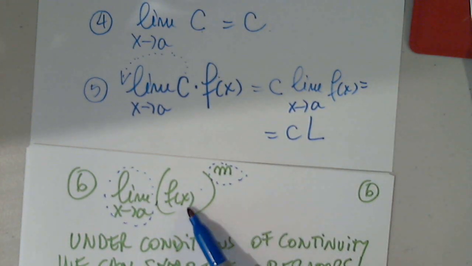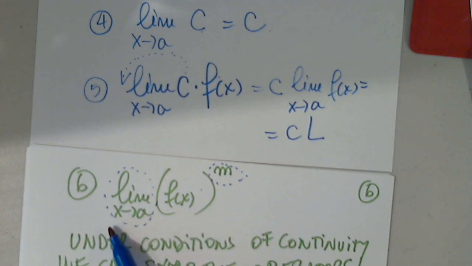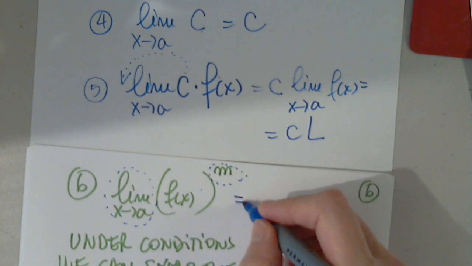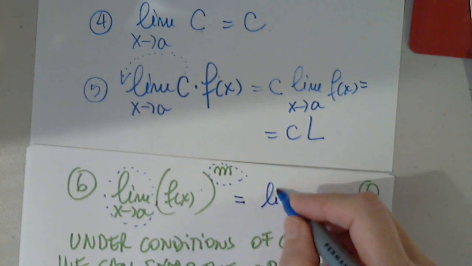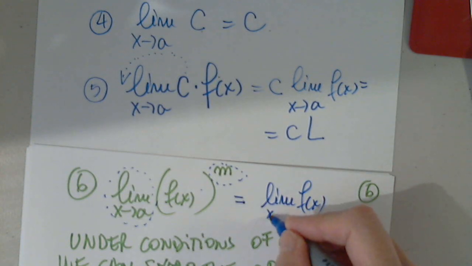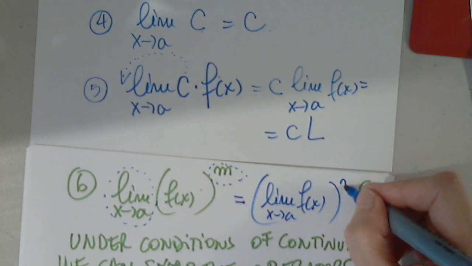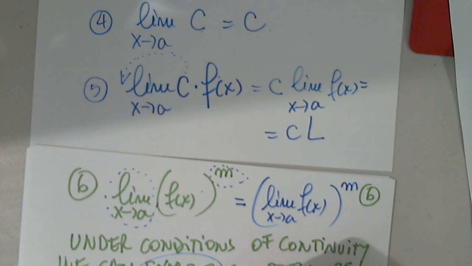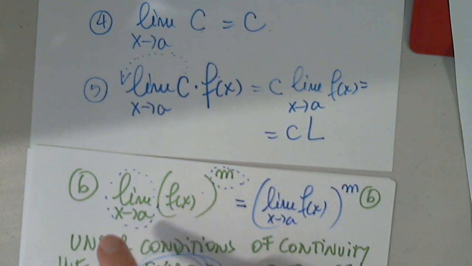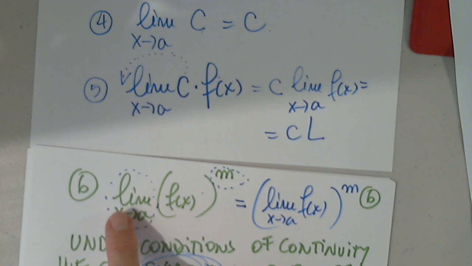So the power is applied to the function first, and then the limit. Well, I can reverse that. I can apply the limit first, and then the power. I swapped the operators. I changed the order. The power was applied first, and then when I'm done, I apply the limit. But under conditions of continuity, I can swap the operators. So I can apply the limit first, and then the power second.